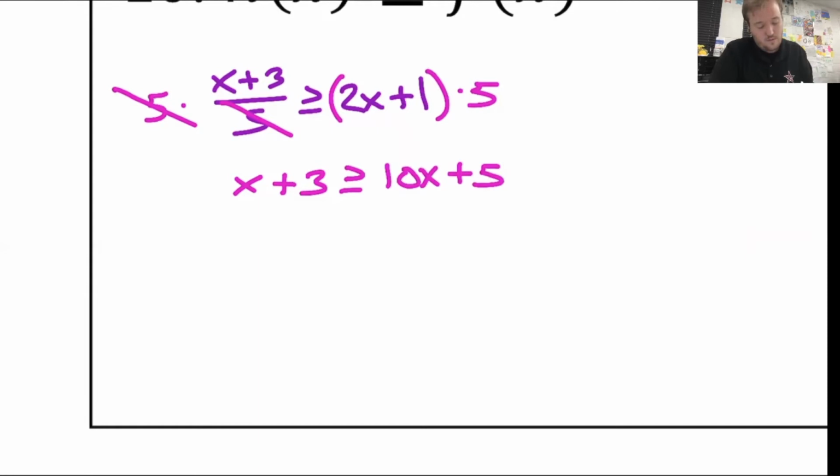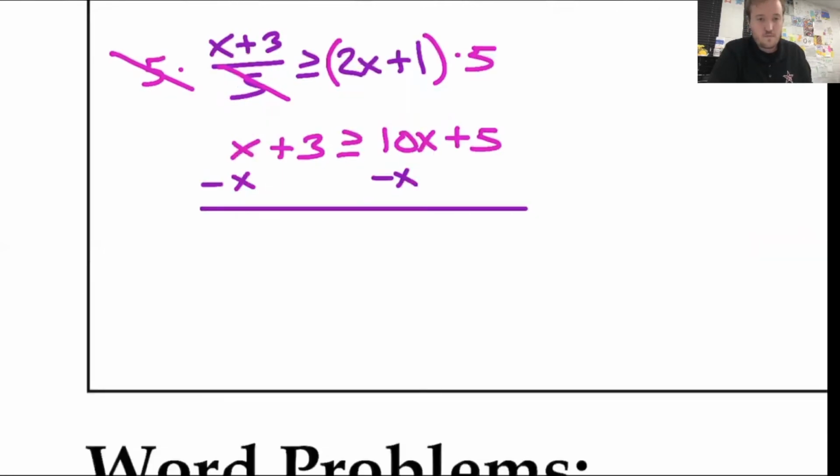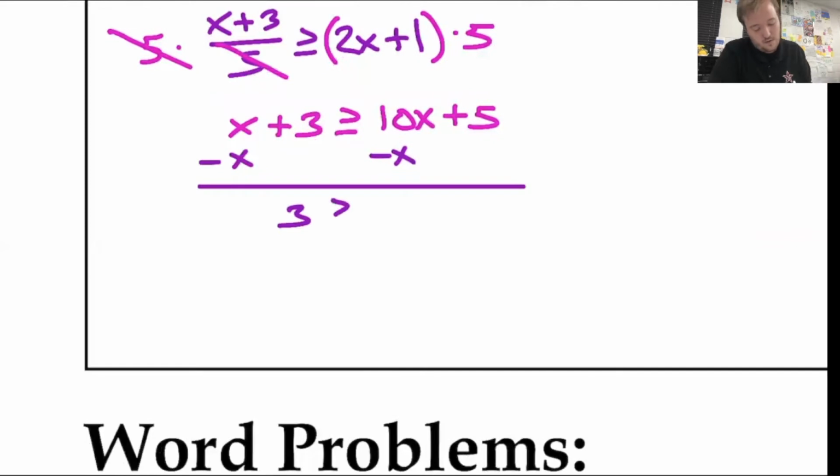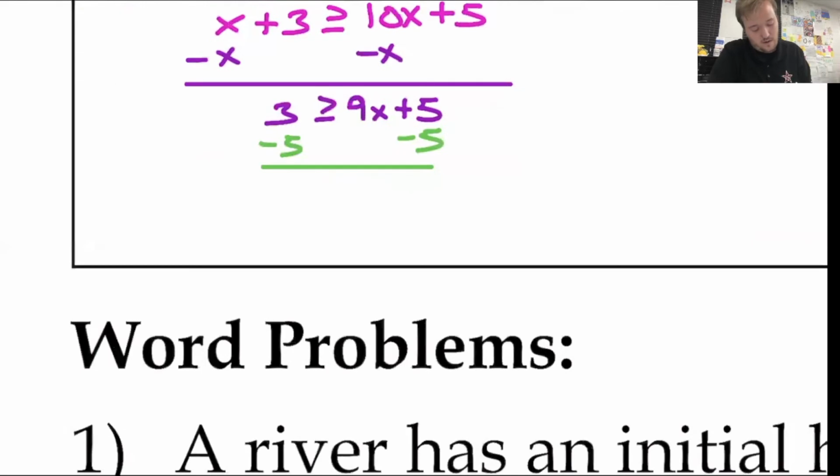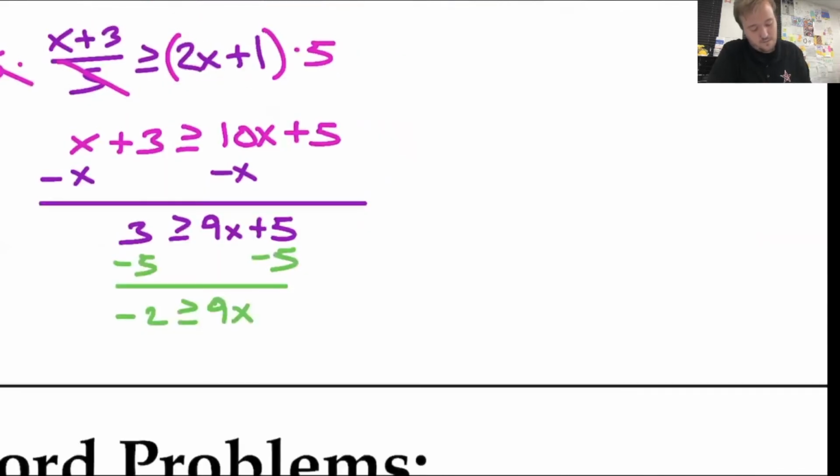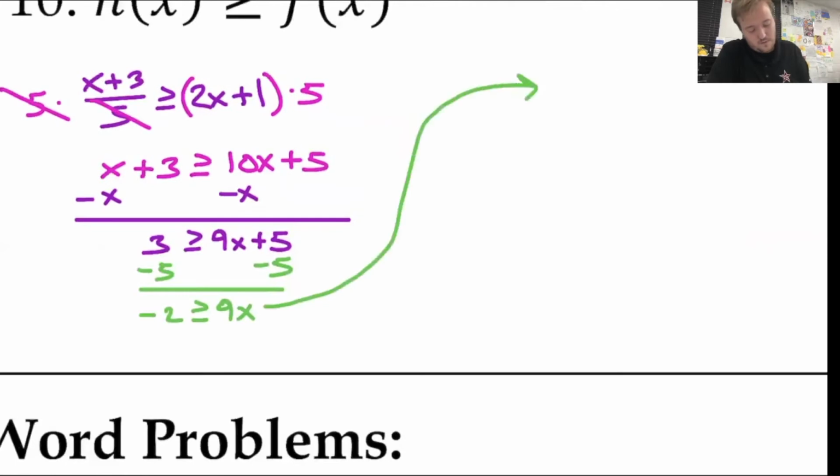All right, so I'm going to move over the x. So I have 3 greater than or equal to 9x plus 5. Subtract 5. So you have negative 2 greater than or equal to 9x. Rewrite this up here.